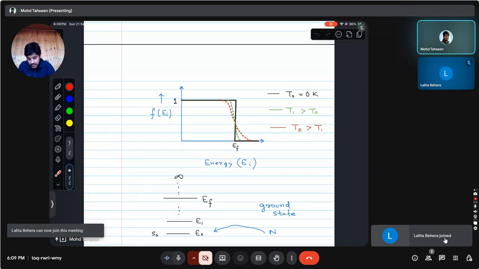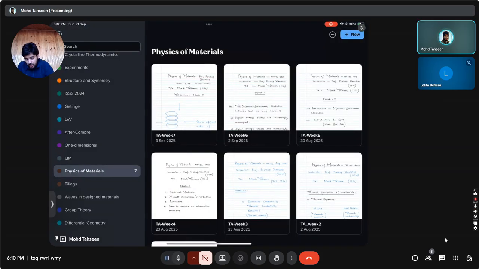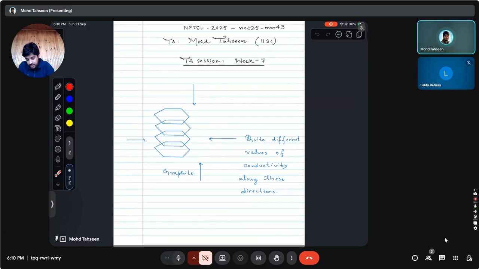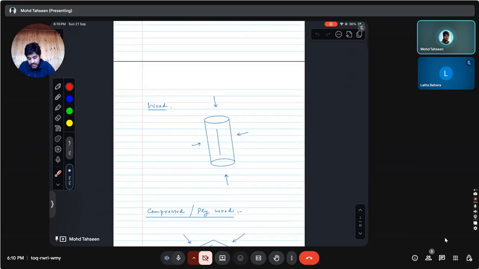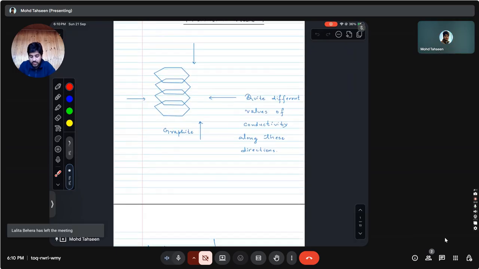So this plot just tells us about the probability of occupancy of an energy level and not the entire information, right? In the last week we also discussed the concept of anisotropy, right? And this is something that is experienced in a number of materials and in a number of properties. For example, in wood, we may experience anisotropy in mechanical behavior. In graphite, we experience anisotropy in terms of its thermal conductivity, as well as electronic conductivity.